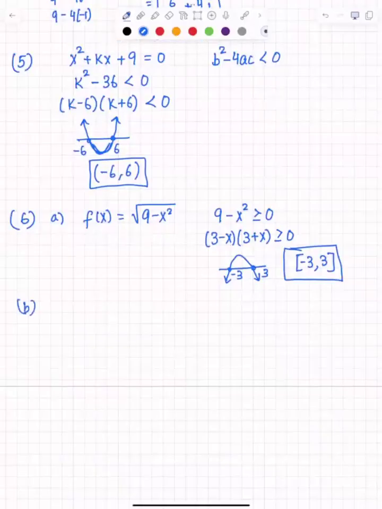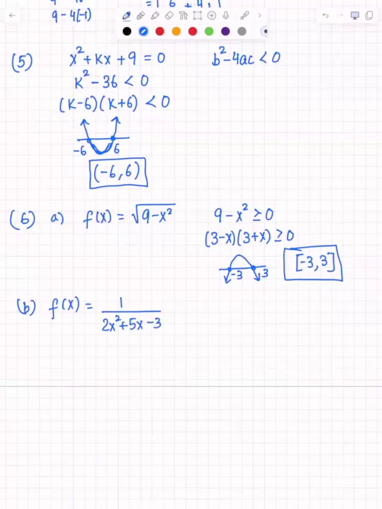Next, f of x equals 1 over, I think I did the same problem from the test. Anyway, the domain restriction is you cannot have 0 in the denominator. So any x that makes the denominator equal to 0 will not be in the domain. So this is the domain restriction.